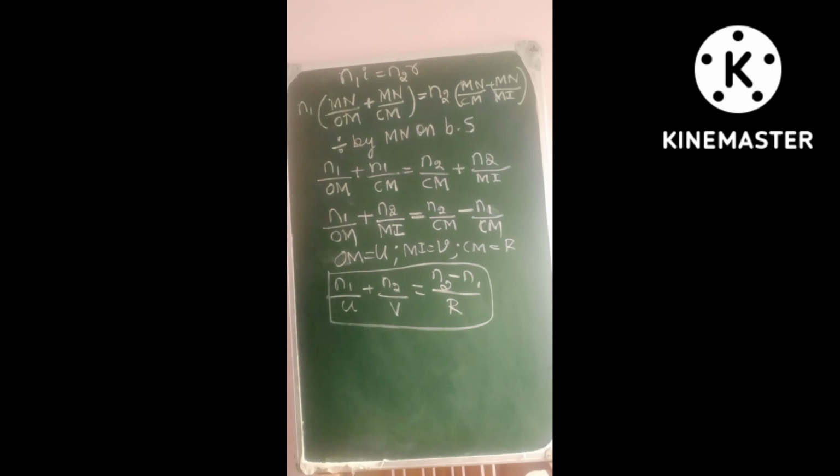In the examination, you will be asked to derive the equation which shows the relation between object distance, image distance and the radius of curvature. Otherwise they may ask: derive the relation N1 by U plus N2 by V is equal to N2 minus N1 divided by R. Then you have to draw the diagram and derive the whole expression, which carries 5 marks.